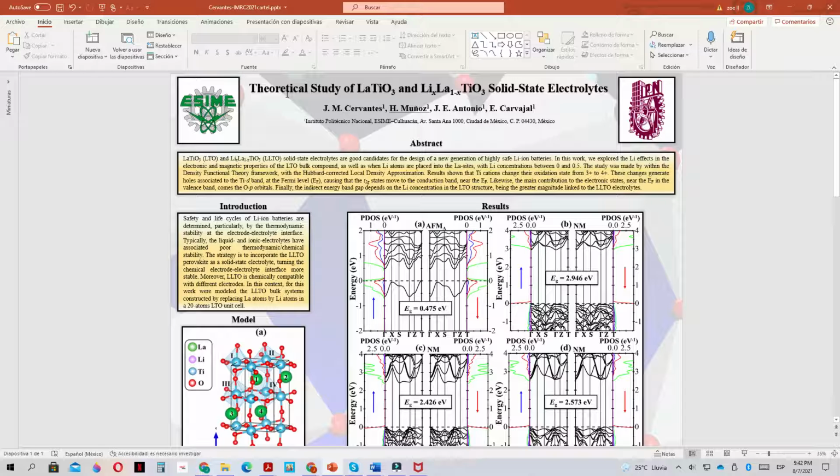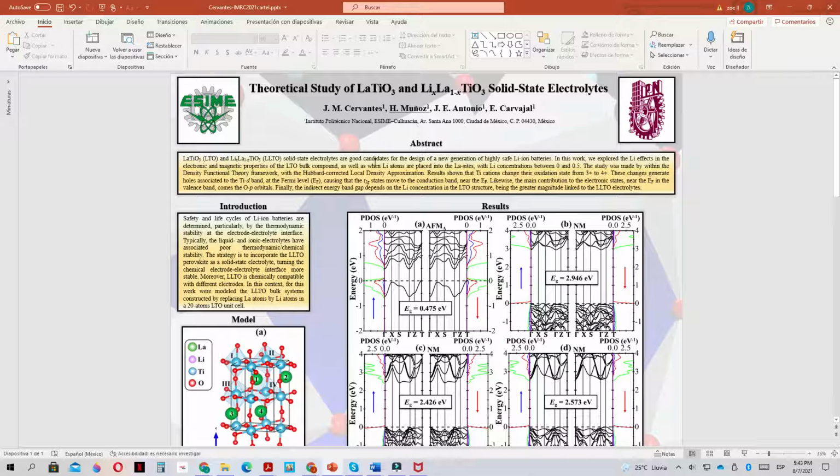Theoretical study of lanthanum titanate and lithium lanthanum titanate solid-state electrolytes. Abstract. In this work, we explored the lithium effects in the electronic and magnetic properties of the lanthanum titanate (LTO) bulk compounds, as well as when lithium atoms are placed into the lanthanum sites with lithium concentration between 0 and 0.5. The study was made with density functional theory.